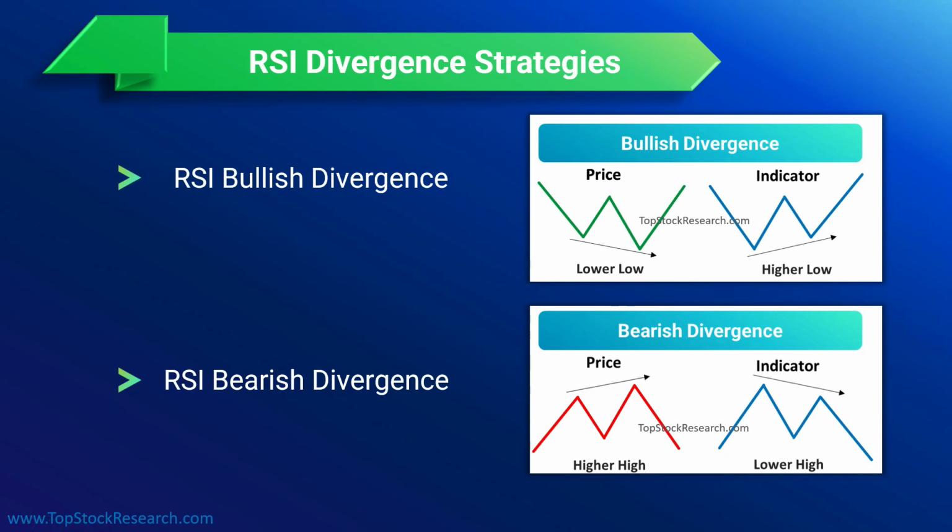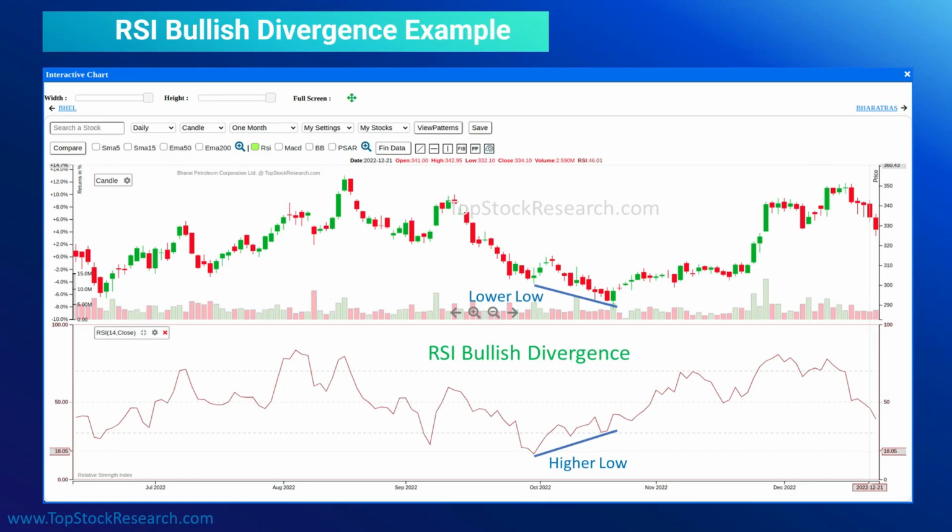Okay. Now, how does TopStockResearch help you with this? This is a typical example of divergence. Here the price is making lower lows, whereas the indicator is making higher lows. So you can clearly see divergence over here. As I mentioned, the indicator has given a signal far before the price actually moved. So if spotted and traded properly, this would be a good tool in your arsenal.